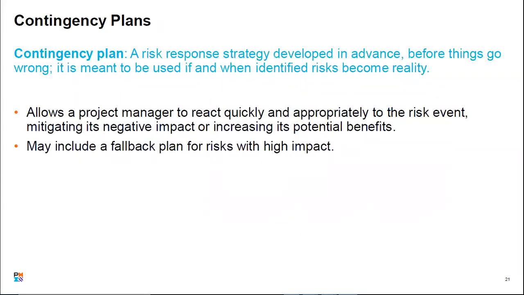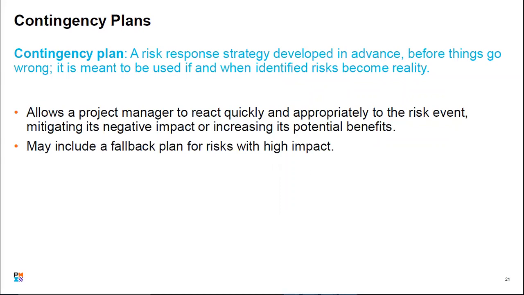So what's our contingency plan? I've talked about contingency plans now and then during my previous conversation. They are risk response strategies developed in advance, that's before things go wrong. It is meant to be used if and when an identified risk becomes reality. So your contingency plan is a risk response strategy you develop, having in mind the possibility of occurrence of that identified risk. In the event that it eventually occurs, you implement your contingency plan.